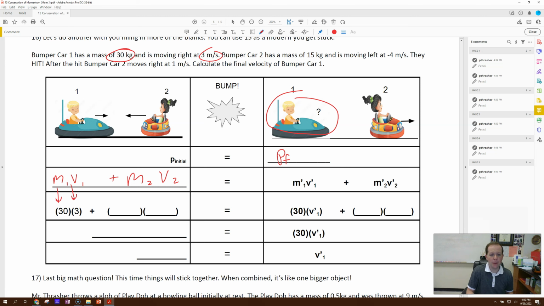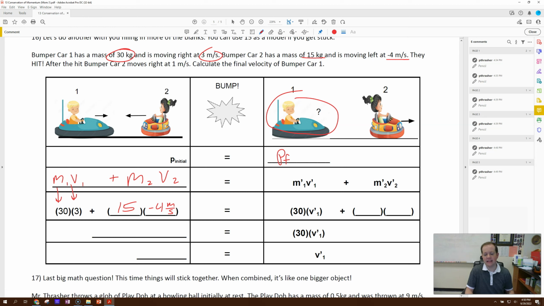What information do I know about the girl and her bumper car? Well, the mass is 15, so I'll plug in 15 there. The velocity is 4 meters per second. And remember, negatives are important. You could put the negative here, or if you put the negative right here, that's okay. But this should be a minus ultimately, all right?